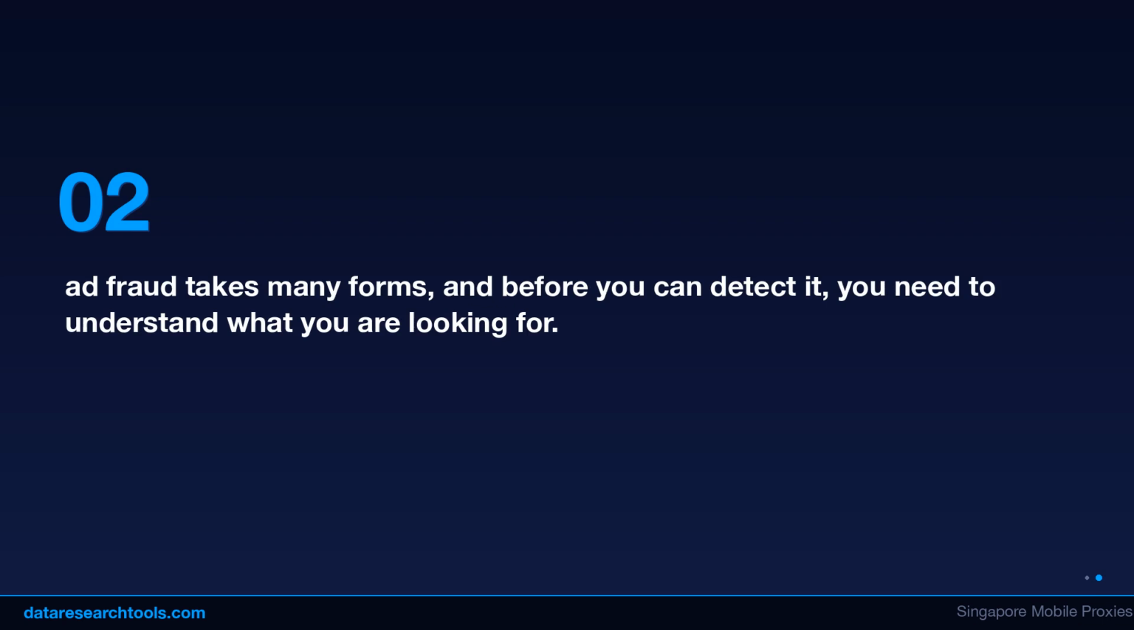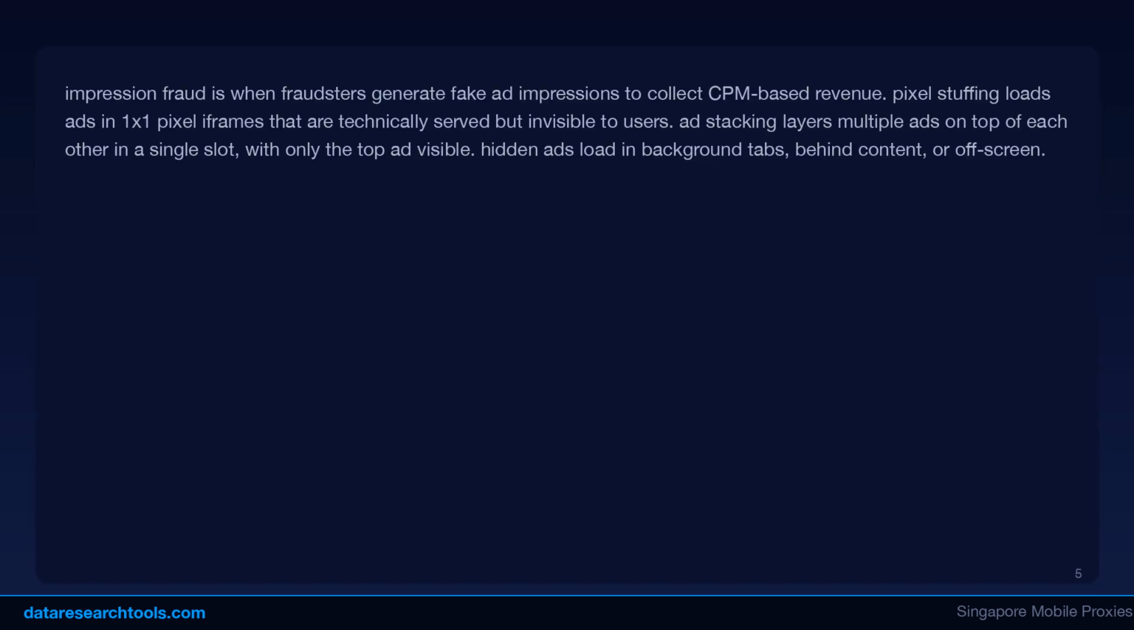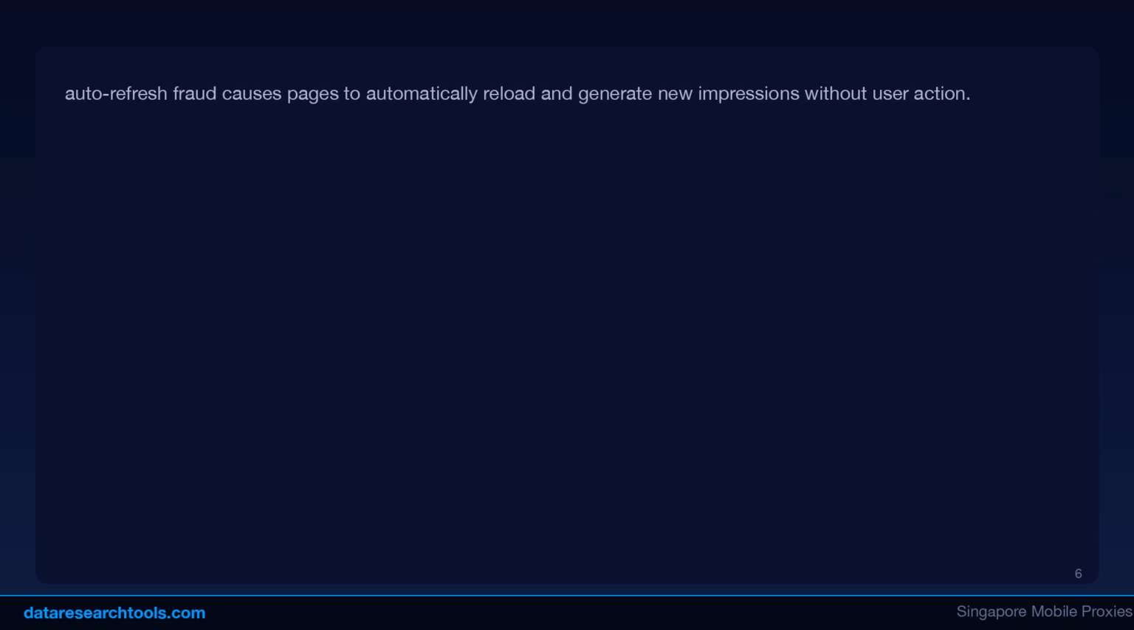Click fraud drains CPC budgets or inflates publisher revenue. Bot clicks are automated scripts that click on ads. Click farms use human workers paid to click ads manually. Click injection involves mobile malware that generates clicks just before an app install to claim attribution credit. Redirect chains bounce users through multiple intermediaries, each claiming a click.